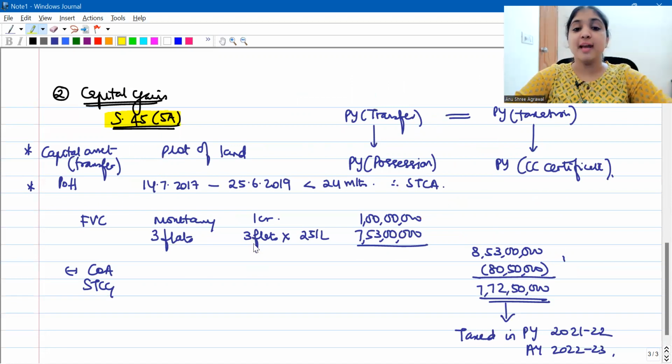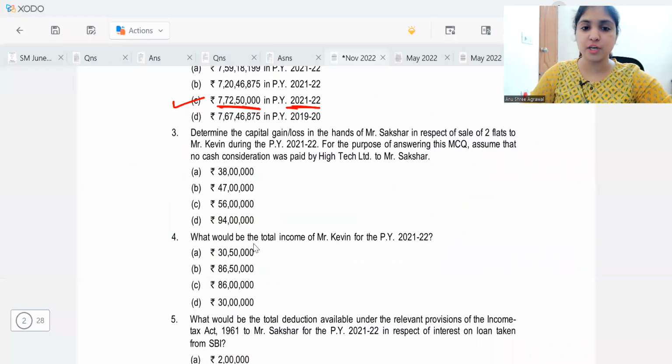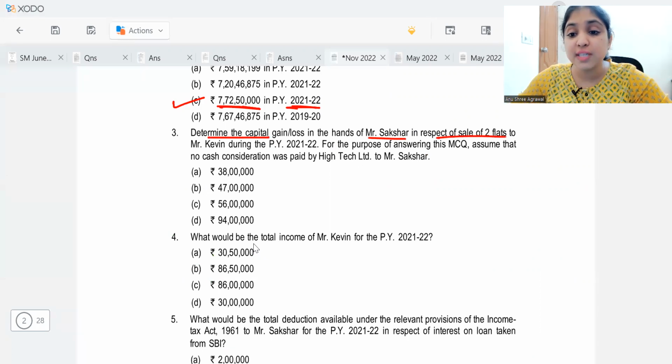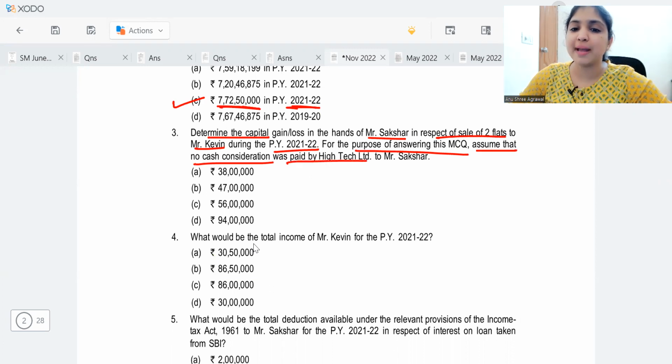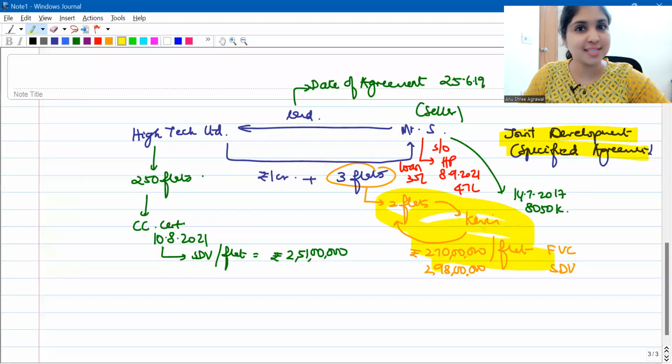All right, fine. Now let us go to the third subdivision. Determine the capital gain or loss in the hands of Mr. Sakshar in respect of sale of 2 flats to Mr. Kevin during 21-22. For the purpose of answering this MCQ, assume that no cash consideration was paid by High Tech Limited to Mr. Sakshar.